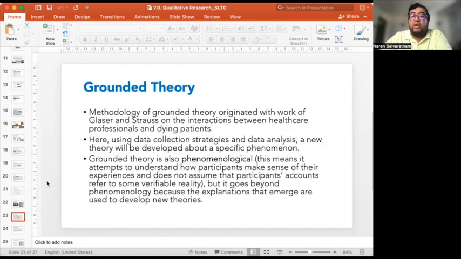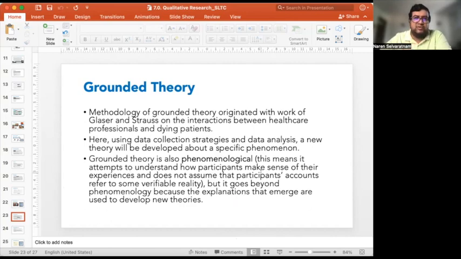So the next one is grounded theory. Here, the methodology for grounded theory originated with the work of Glaser and Strauss on the interaction between healthcare professionals and dying patients. Now, grounded theory is all about generating a specific theory. So using specific strategies, you collect data and you develop a newer theory.